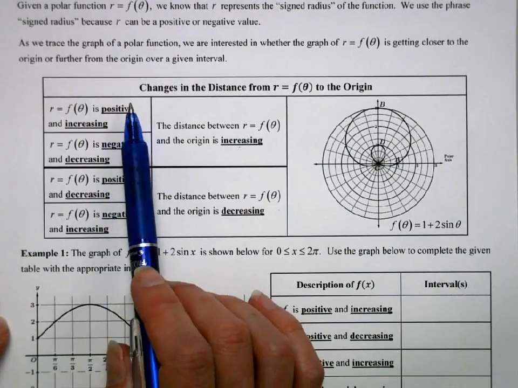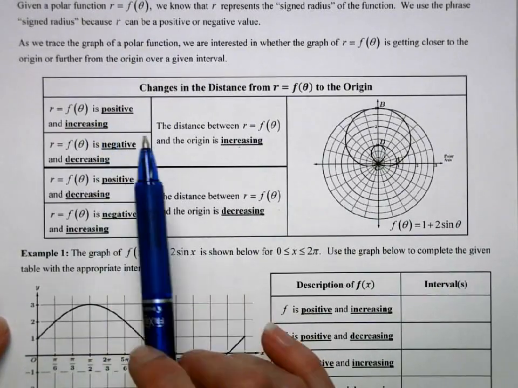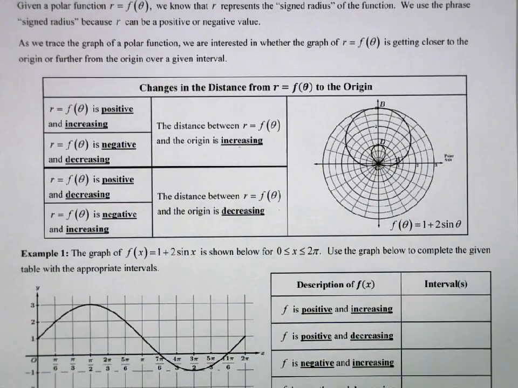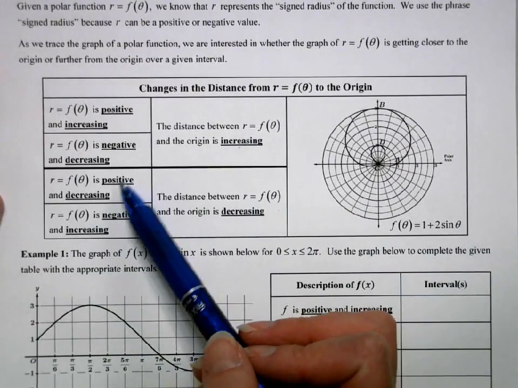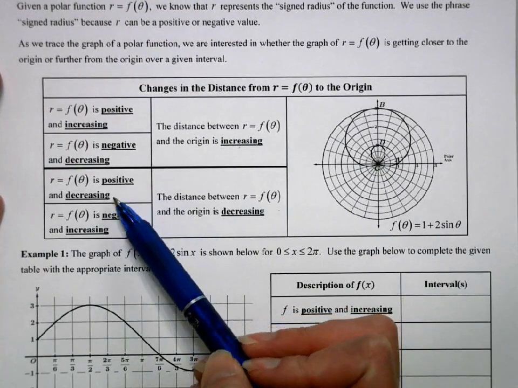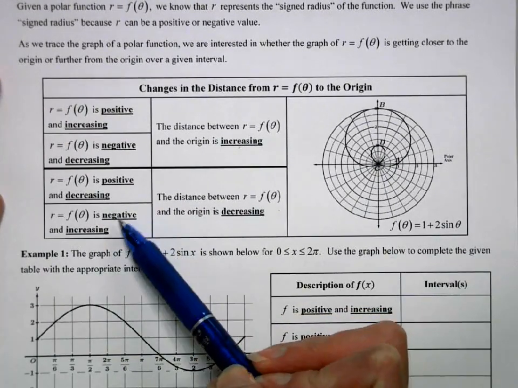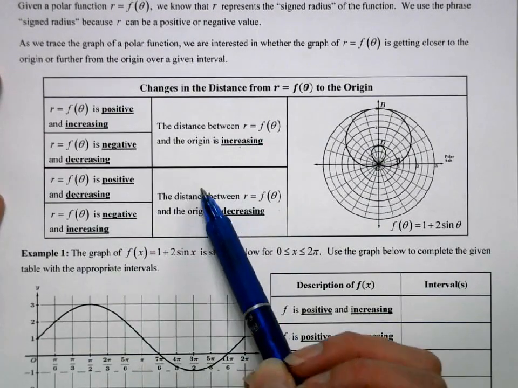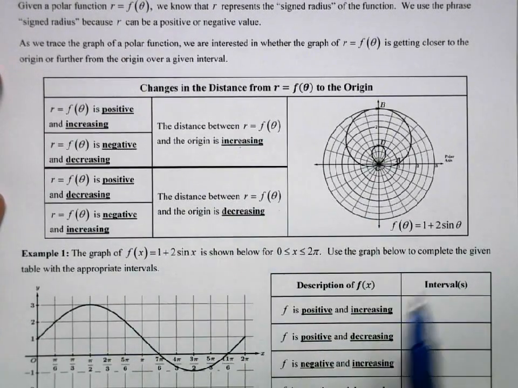So if our R value is positive and increasing or negative and decreasing, that means the distance from the origin is increasing. And we're going to look at this on a rectangular graph as well. If it's opposite, so if it's positive but decreasing or negative and increasing, it's going to be getting closer to the origin, which means the distance is going to be decreasing.